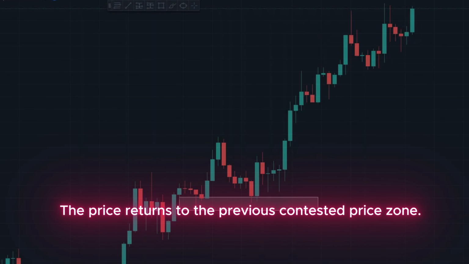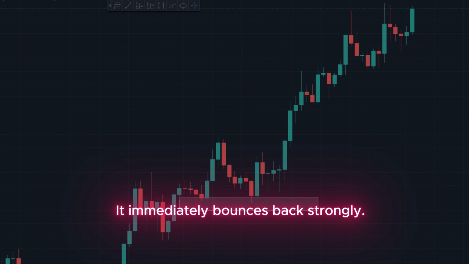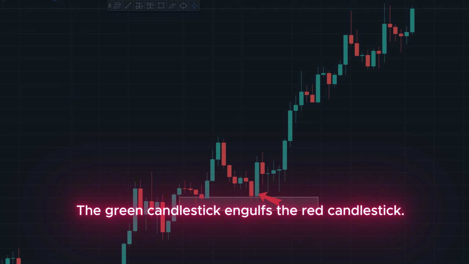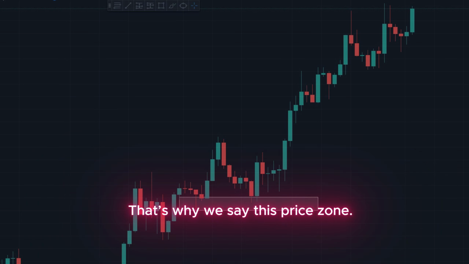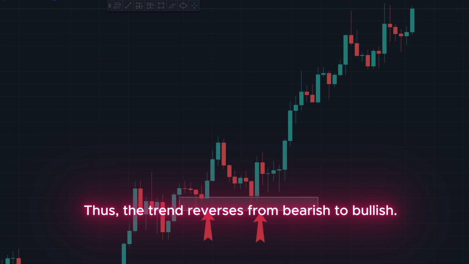Like in this example, the price returns to the previous contested price zone. As soon as it touches the price zone, it immediately bounces back strongly with a large green candlestick engulfing the previous candlestick. The green candlestick engulfs the red candlestick. That's why we say this price zone. The buyers have completely taken control of the situation. Thus, the trend reverses from bearish to bullish.